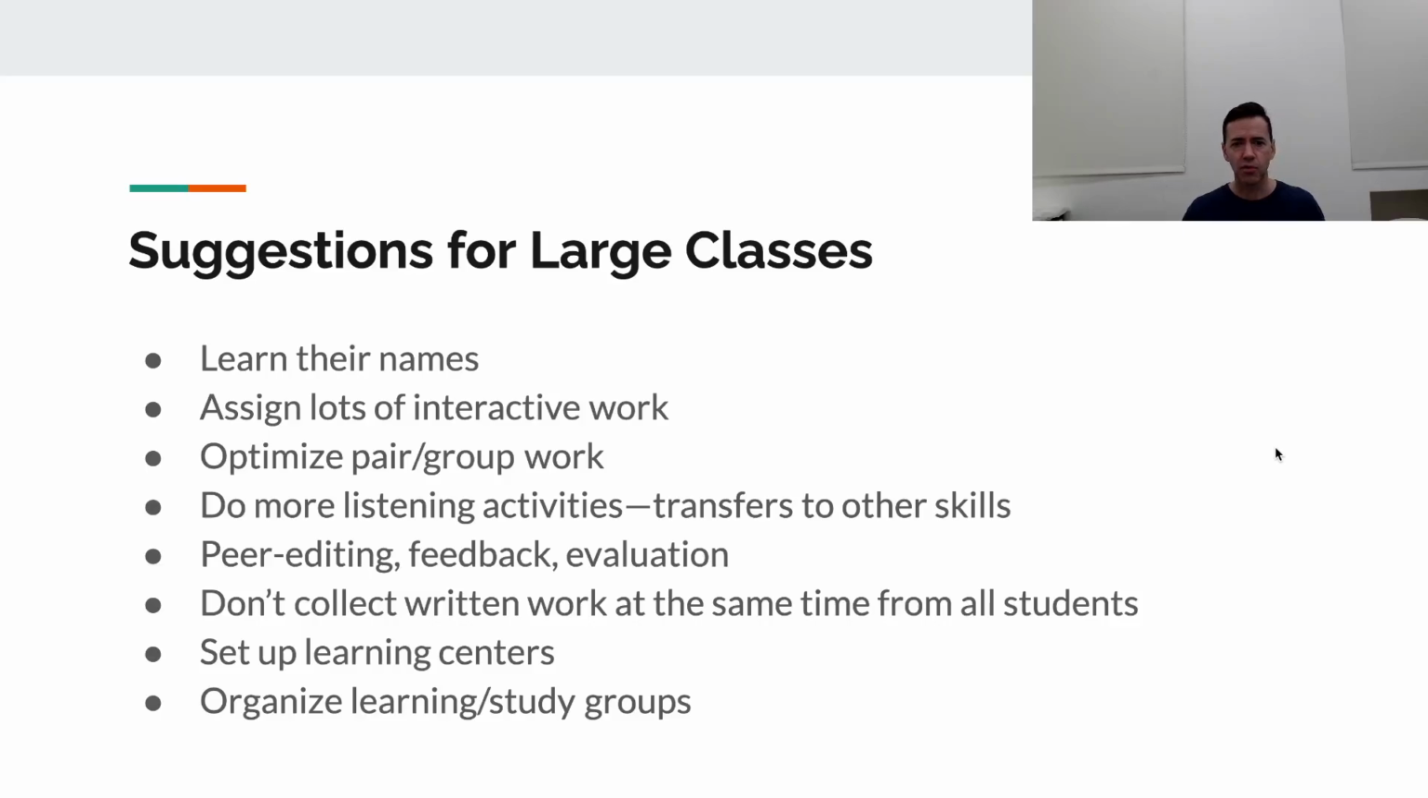Okay, moving on. So remember, we're still talking about classroom management here. Some suggestions for large classes. Make sure you know all of their names. If you're an English teacher, learn their English names. Make them use English names. It's a good way to add to the environment. Give lots of interactive work. Try not to lecture all the time. Use pair and group work.